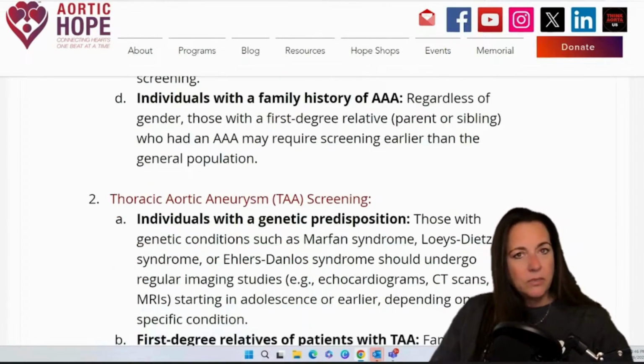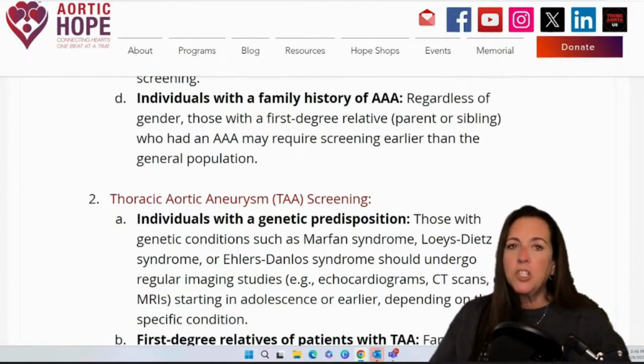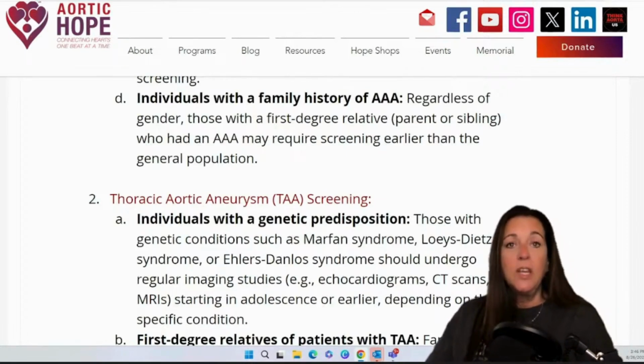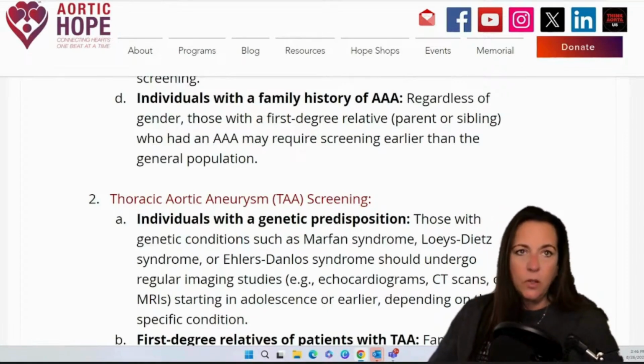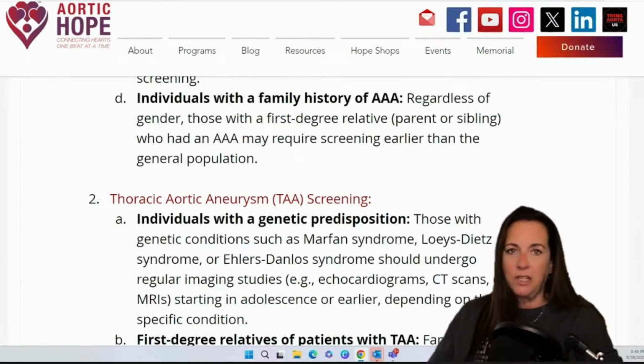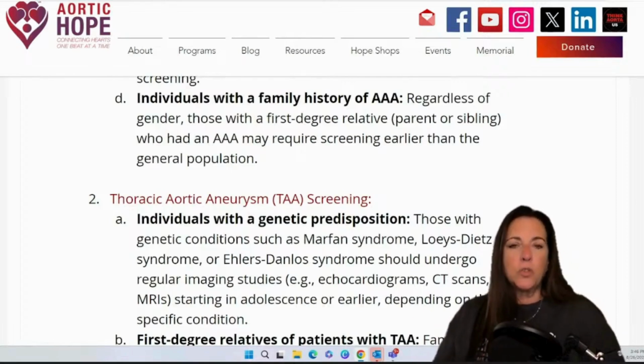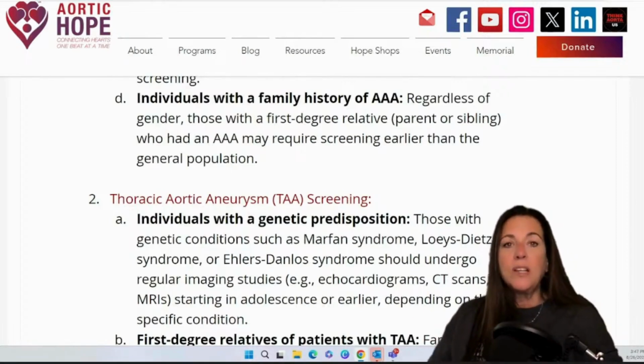Things get a little different when it comes to thoracic aortic aneurysms. So if you have a genetic predisposition, those with a genetic condition like Loeys-Dietz syndrome, Marfan syndrome, Ehlers-Danlos syndrome, you really need to undergo regular imaging studies. Okay, that's going to be different than an echo. You would need now an imaging study. So that would be, well, it would be an echo, but not an ultrasound, I meant to say. So it would be an echo or a CT scan or an MRI.